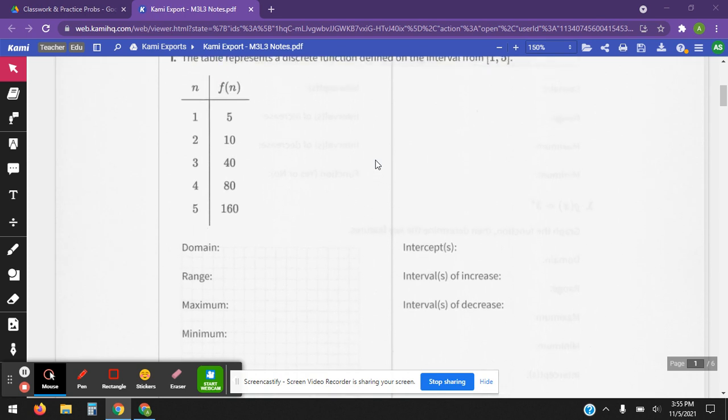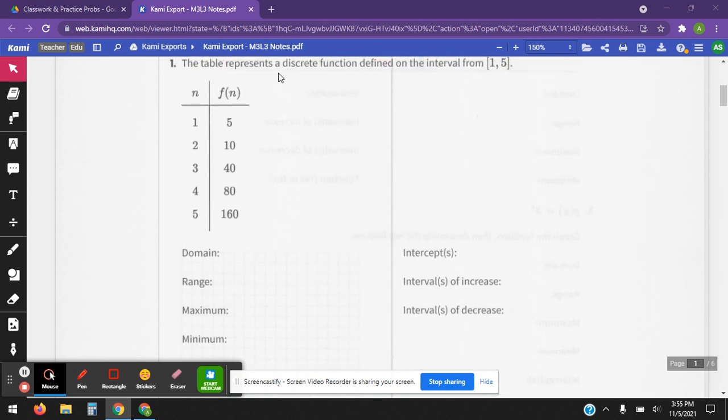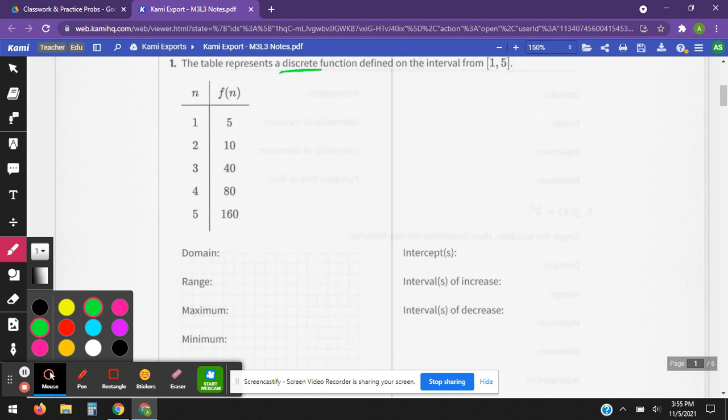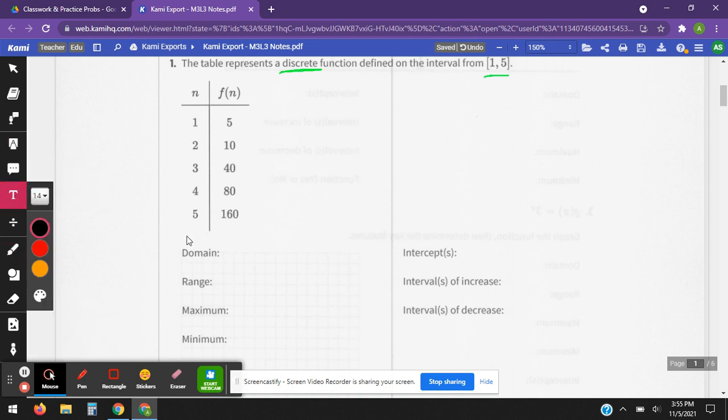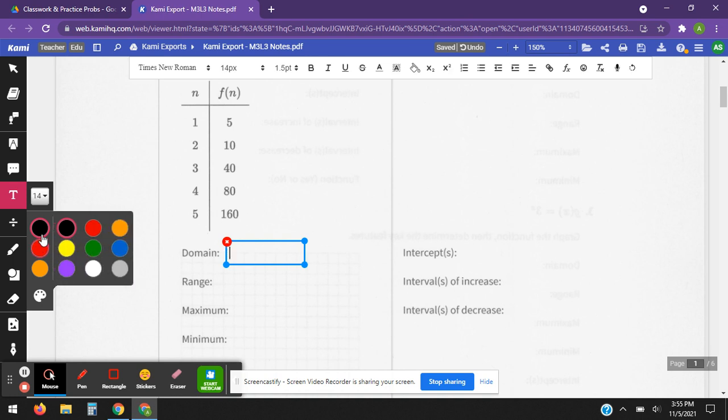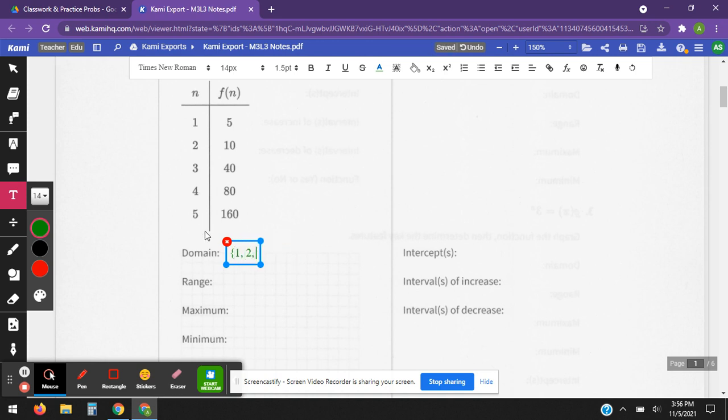So what we have here is a table that represents a discrete function. So I just want to make sure this is noted. It is discrete, and it's defined from the interval of 1 to 5. So when I'm going to write my domain, we have to use set notation because we have a list of numbers. So my x values, or my n values in this case, are my 1 through 5. And I can't just go 1 through 5 because it is specifically 1, 2, 3, 4, 5.